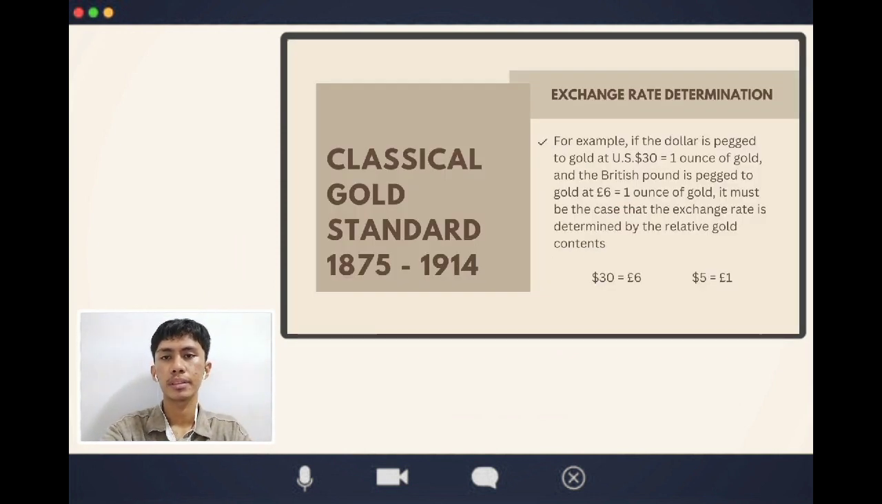Exchange rate determination. For example, if the dollar is pegged to gold at US $30 equals 1 ounce of gold, and the British pound is pegged to gold at £6 equals 1 ounce of gold, it must be the case that the exchange rate is determined by the relative gold contents. $30 equals £6, so $5 equals £1.